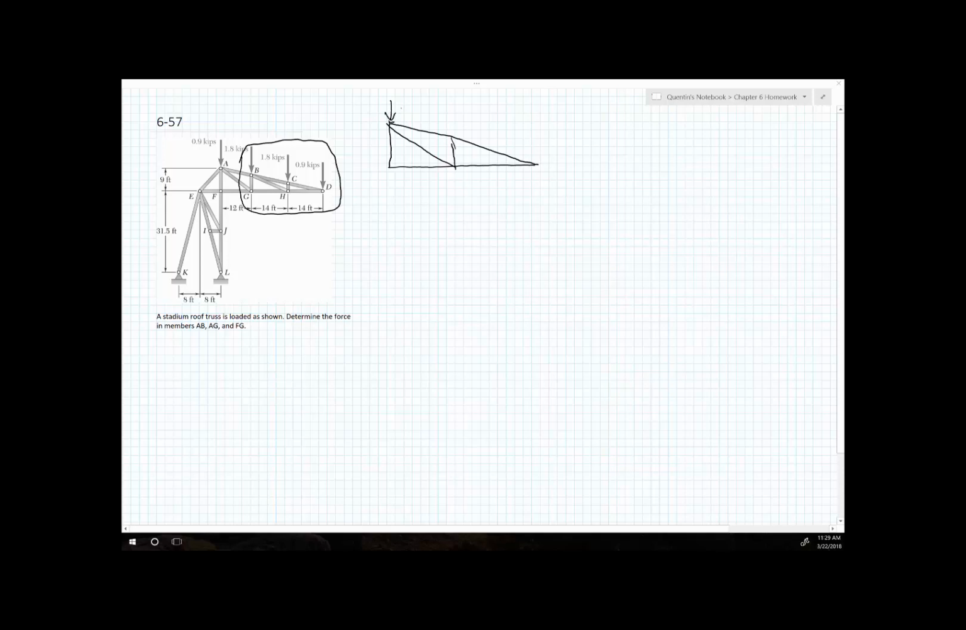I have a force here of 1.8. I have a force here of 1.8. I have a force here of 0.9. What about this force right here? It's not on my free body diagram, so please don't add it. I got all those external forces.